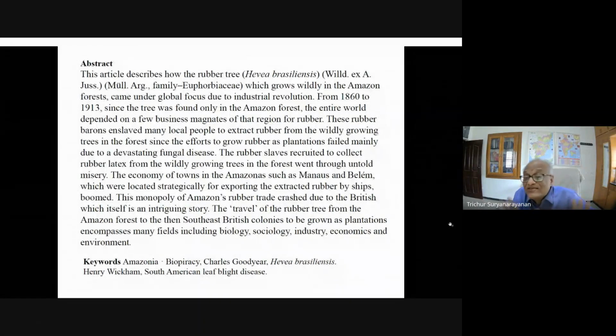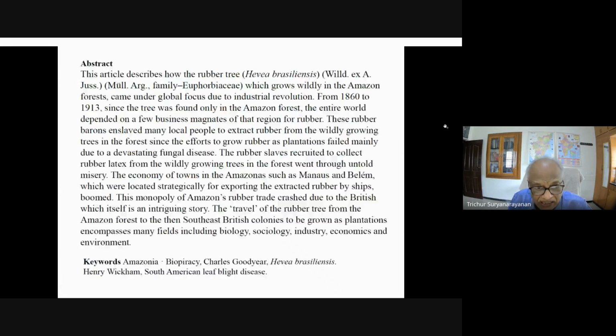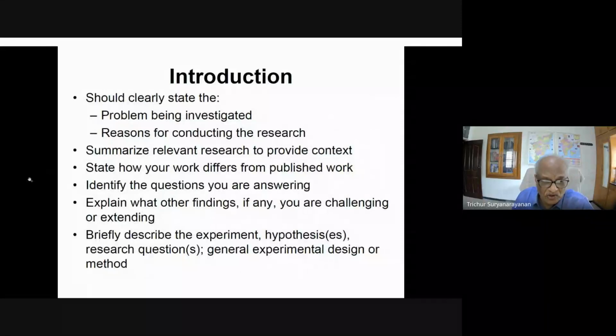So this is an example which tells you how you can frame an interesting title, how the abstract can be brief and at the same time compress whatever you have written in the paper, and how the keywords are good enough to fetch your article when they do a web search. Okay, now we go to introduction.